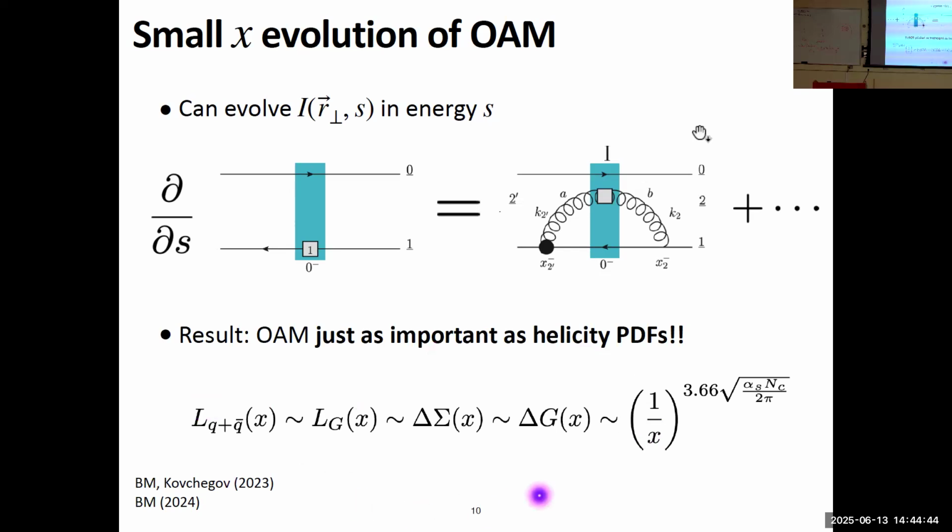One thing you can show in the small x limit is that the OAM distributions have the same asymptotics as the helicity PDFs. So going back all the way to the first slide, that means at small x, they're just as important and could potentially fill in the rest of the proton spin budget. So they're very important to get a handle on.